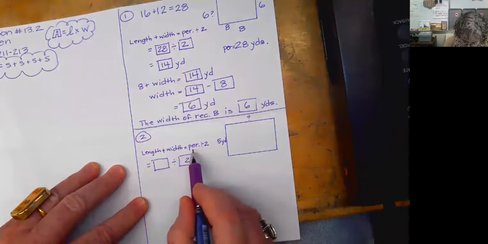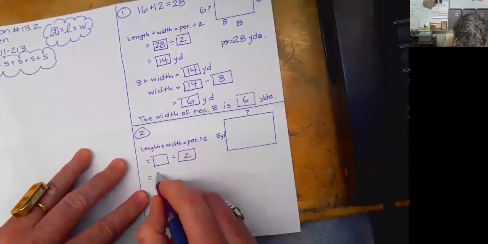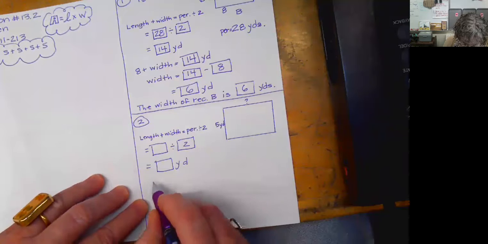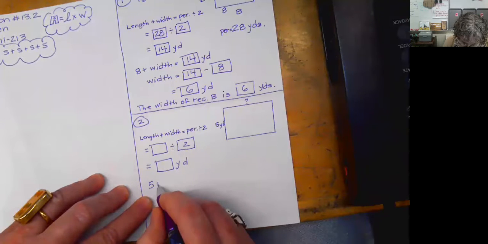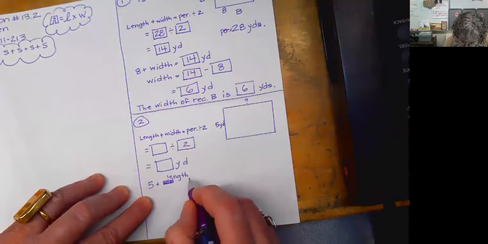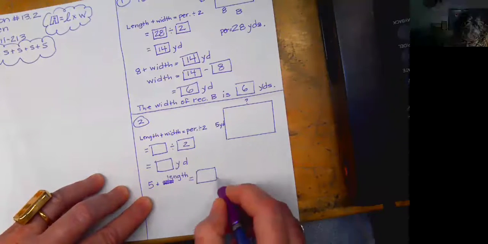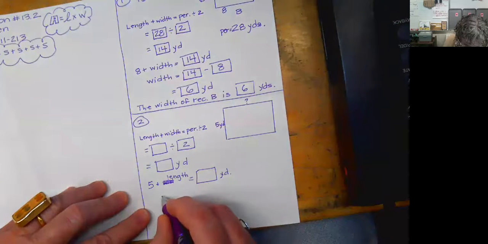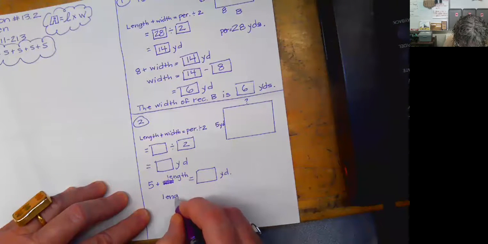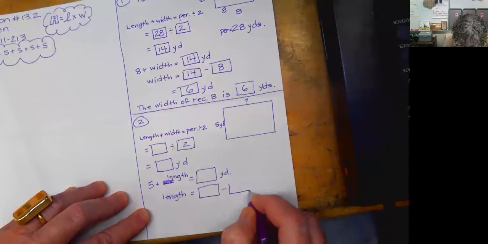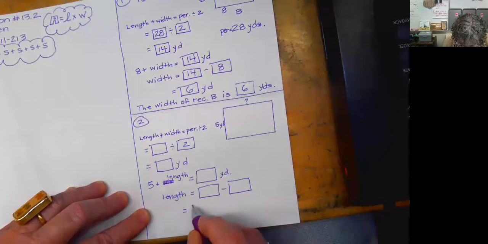So this is going to be the perimeter. And then we're going to figure out what that is. And then we're going to say 5 plus the width. Oh, plus the length, sorry. Length equals this yards. And then we're going to say length. I'm just copying the green boxes from the previous problem because that's just going to be the easiest thing to do.